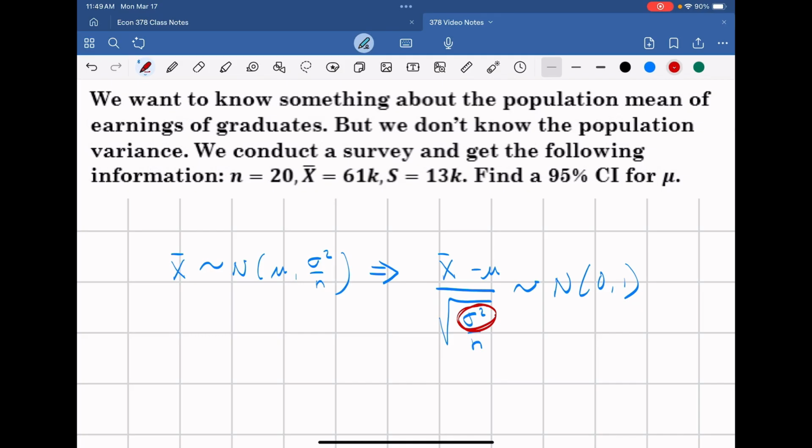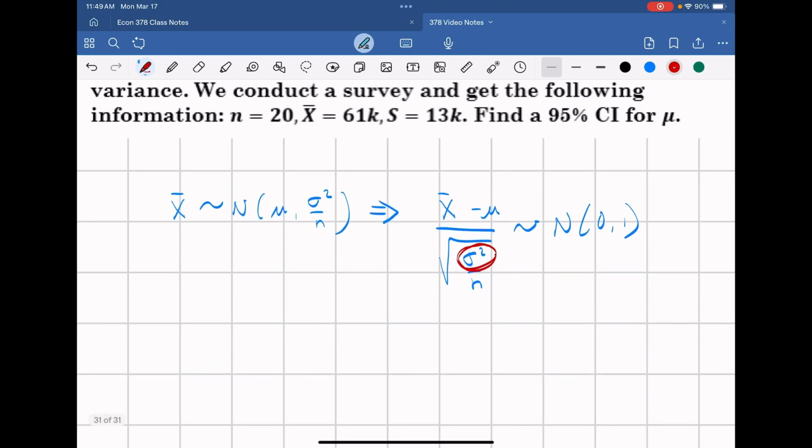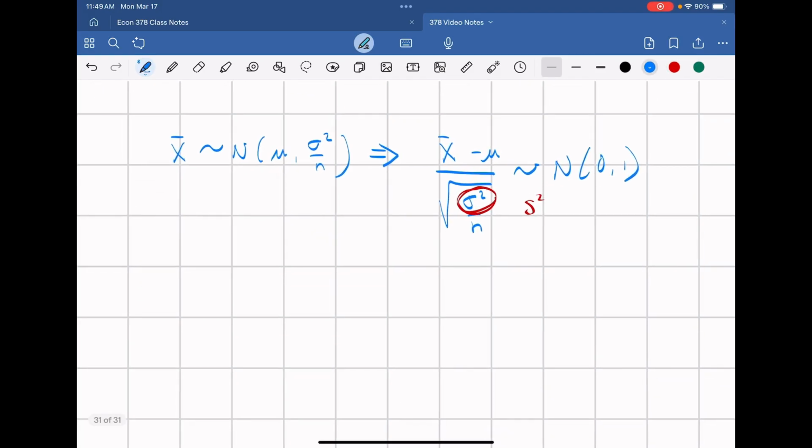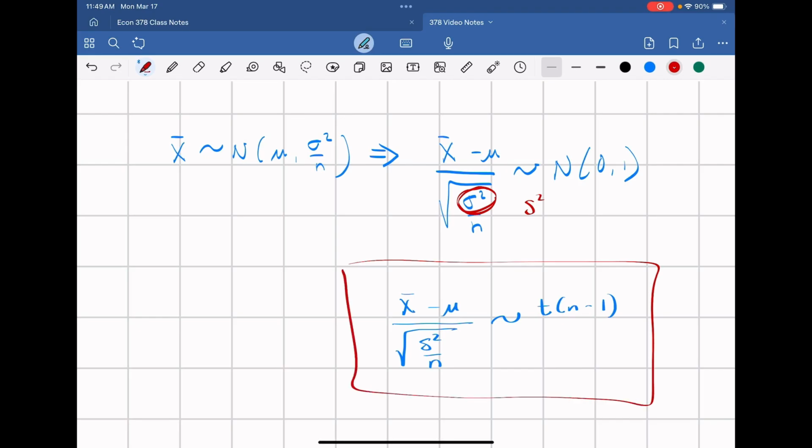So we can't use this equation, but what we can use is a similar equation, which is the t-distribution. Instead of sigma squared, we're going to use s squared. And so this is where we get X bar minus mu over the square root of s squared over n. This will be distributed not as a normal, but as a t n minus 1 distribution. So this is the equation that we're going to use to answer this question.